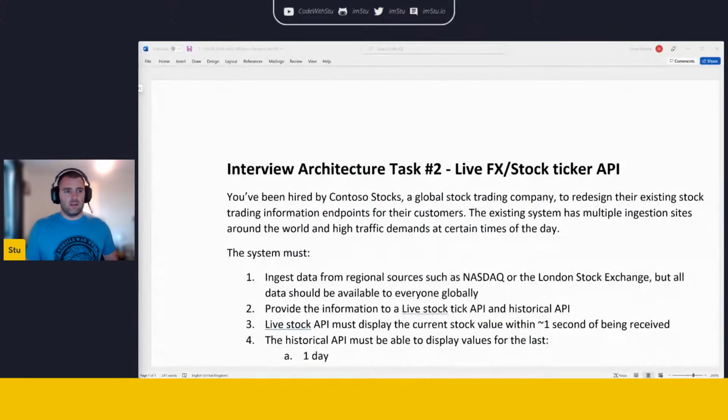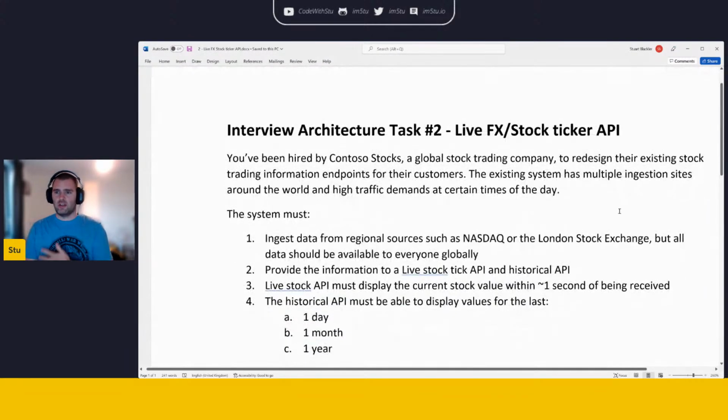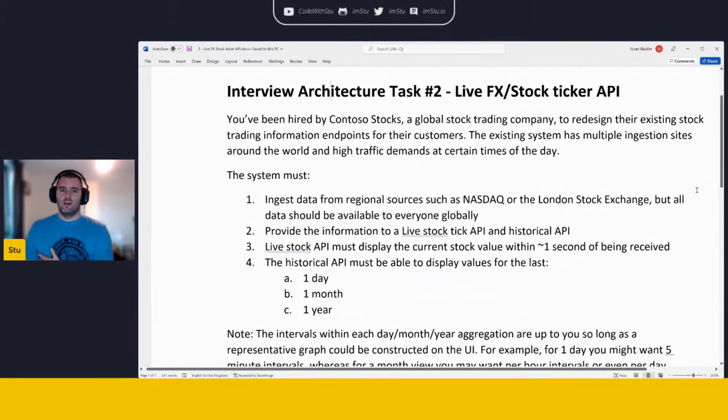So let's take a look at the scenario that we're going to be doing today. This is the task that I've pre-written. It's accurate as if you would, this is sort of the brief you would get in an interview. So let's go through it quickly.